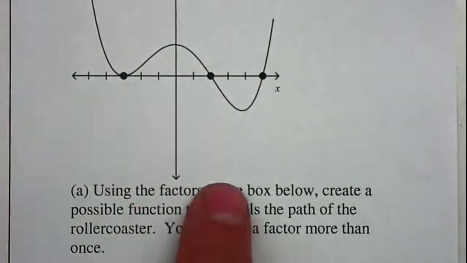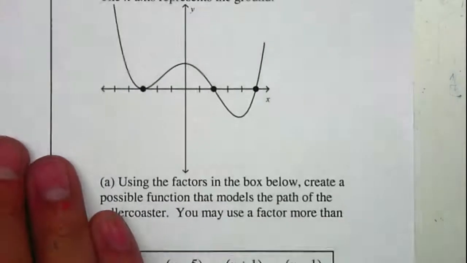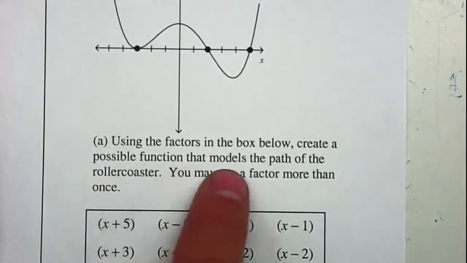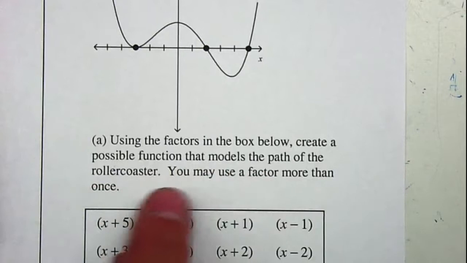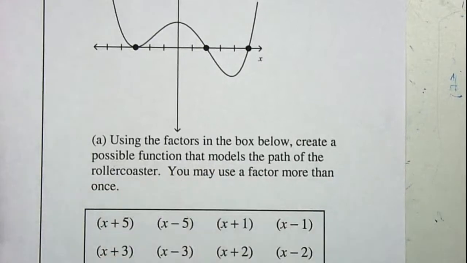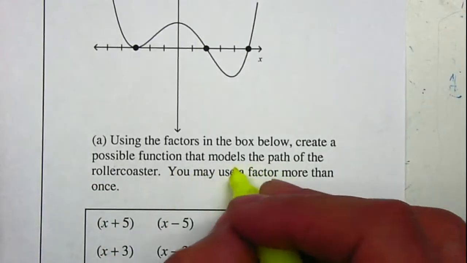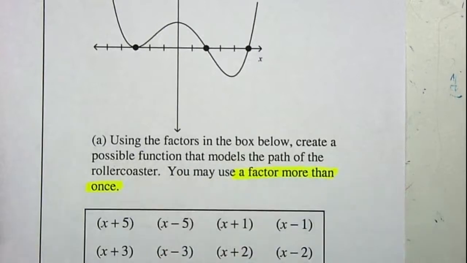Using the factors in the box below, so they give you a whole bunch of factors, create a possible function that models the path of the roller coaster. And one of the key things is that you are able to use a factor more than once. Now let's go and look at the function.